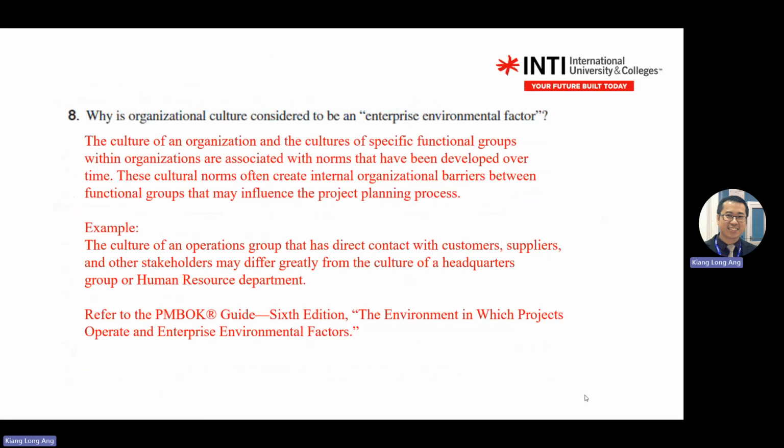So this one we consider the norms that have been developed over time. The keyword here is time, because culture needs time to develop, so it has been there over time. And you elaborate on the effect of having this organization culture: it will create internal barriers and influence the success of the process. So you elaborate on the time dimension, with examples, and so on.